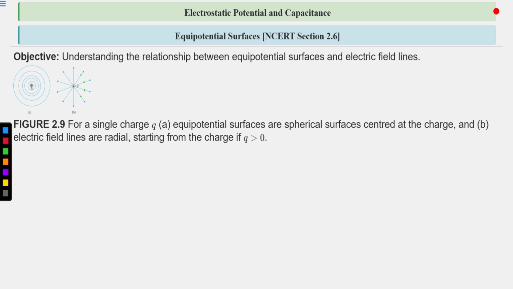So this is this surface. What is this surface? Sphere. So sphere is the equipotential surface around a positive charge.